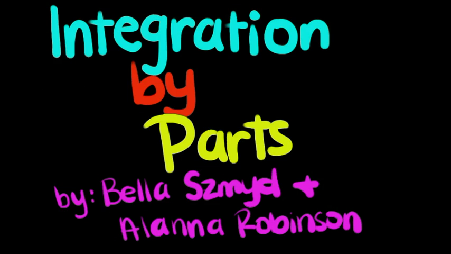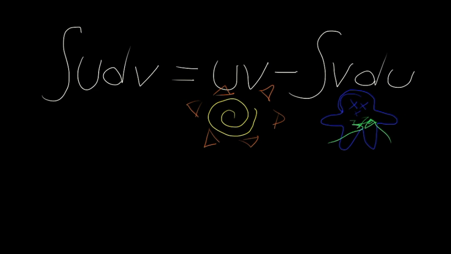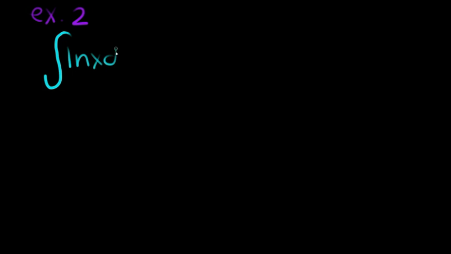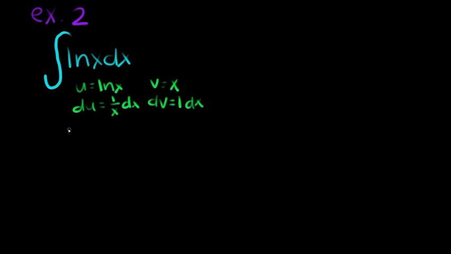And here we go. This is the general equation for integration by parts. You have the integral of u dv equals uv minus the integral of v du. Our first example is the integral of ln of x dx.